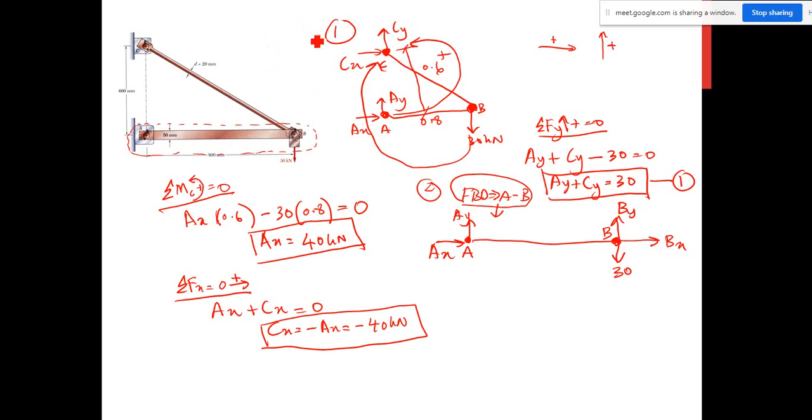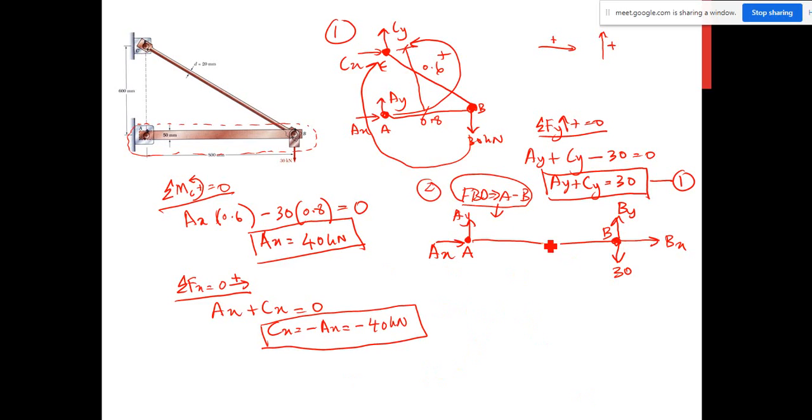The first one, you didn't release the pin. You analyze the overall, so you don't remove this pin, that's why there is no BX and BY. For free body diagram number 2, because you only analyze the portion AB, only member AB, you should release AB from CB, so that's why you will have BX and also BY. So please understand that concept, otherwise you're not able to draw the right free body diagram.